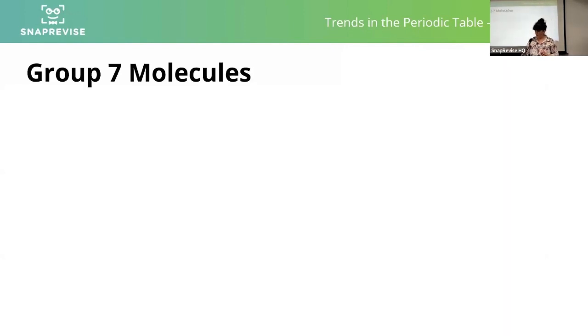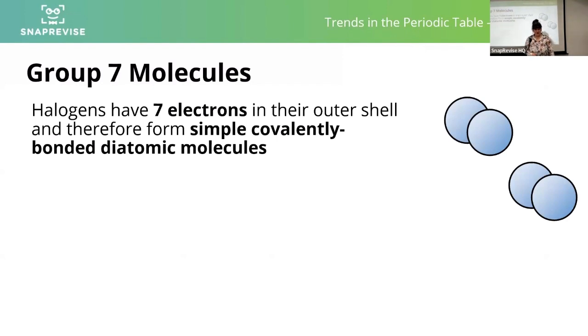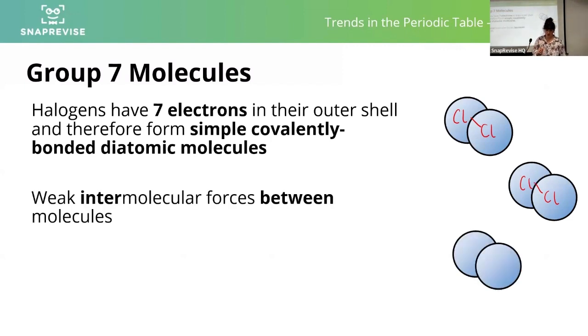So group 7 molecules. Let's go back to our molecules and think about intermolecular forces. So as we said before, halogens have 7 electrons in their outer shell, therefore they form simple covalently bonded diatomic molecules. They have strong covalent bonds, let's do chlorine again, between the atoms within the molecule, but they also have weak intermolecular forces between the molecules. So let's do those in orange.